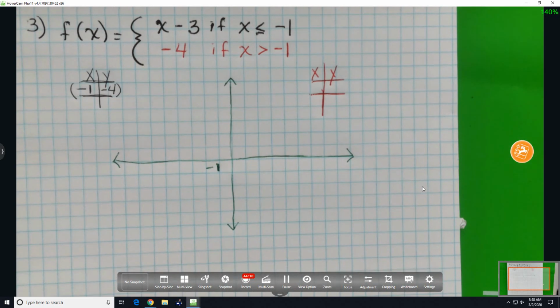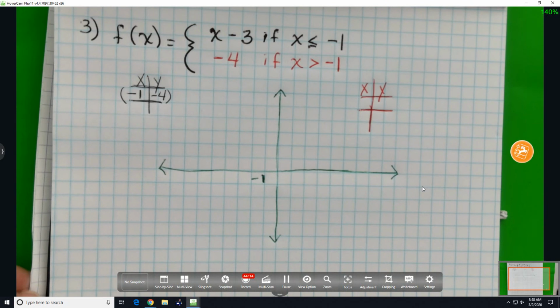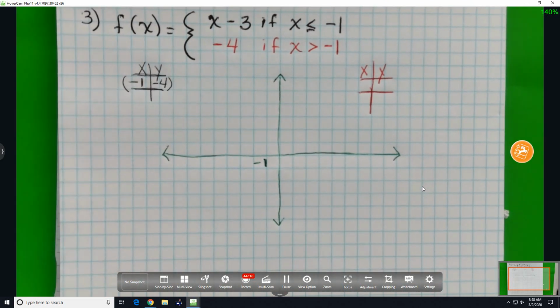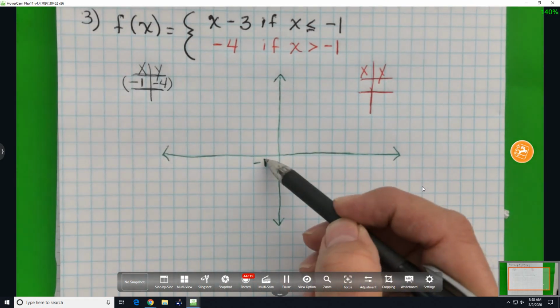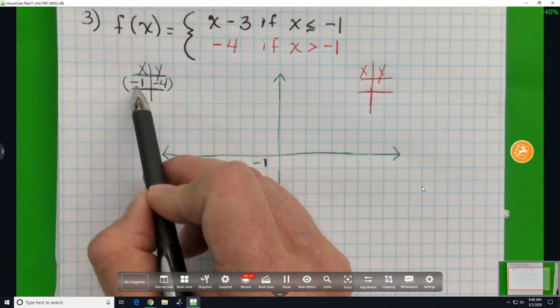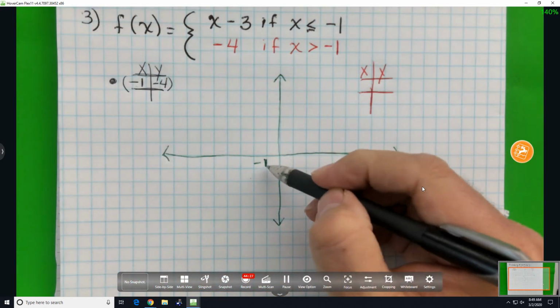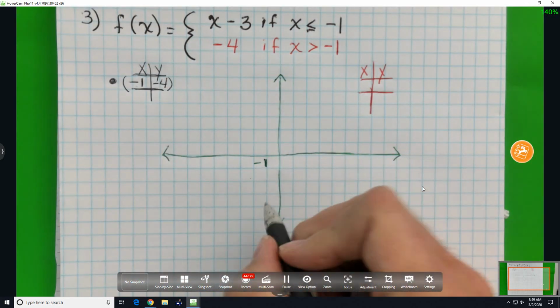Okay, that'll do. And then, what did y'all say? Open or closed circle at that point? Closed. So we have a closed circle at left 1, down 4. 1, 2, 3, 4.